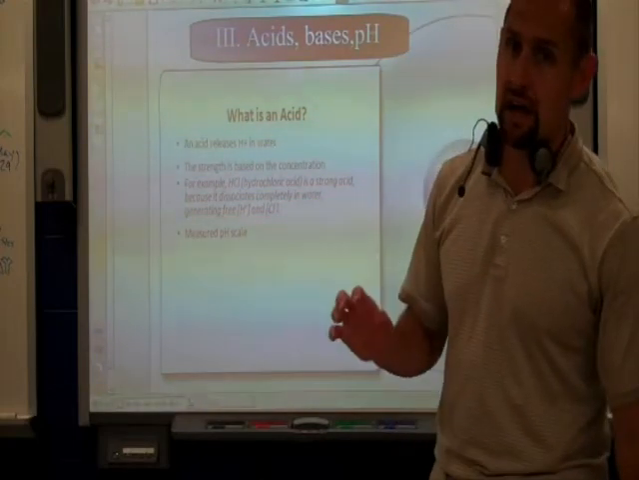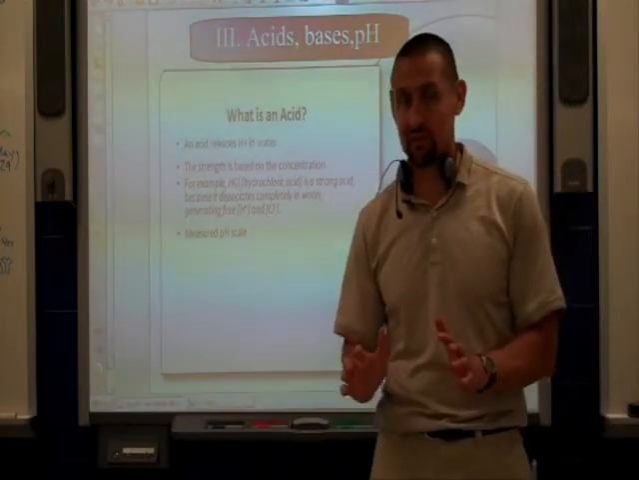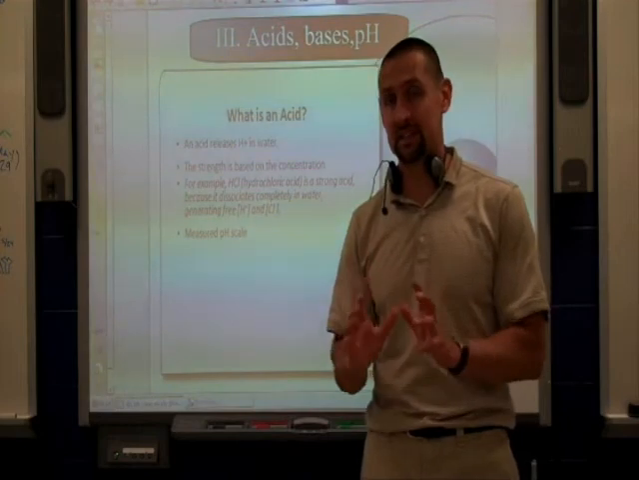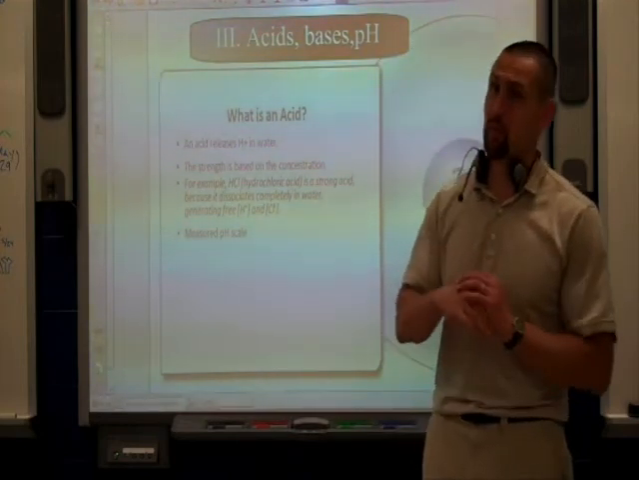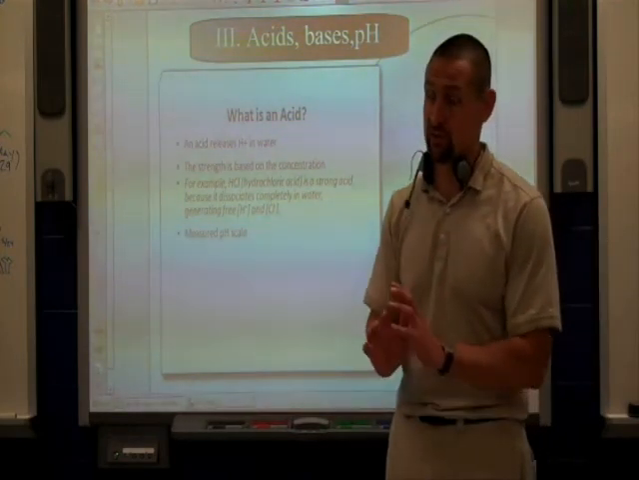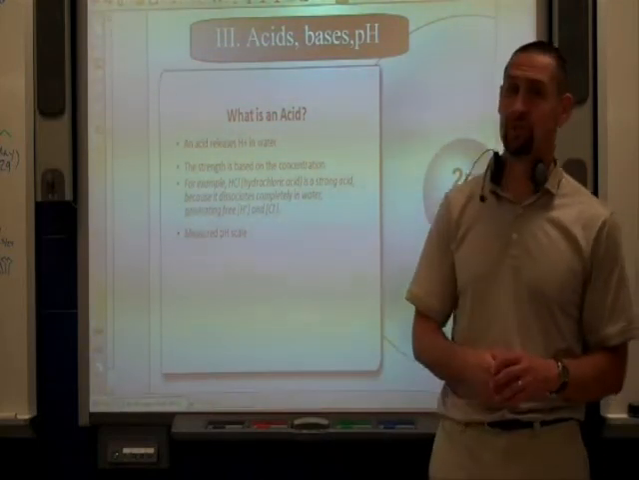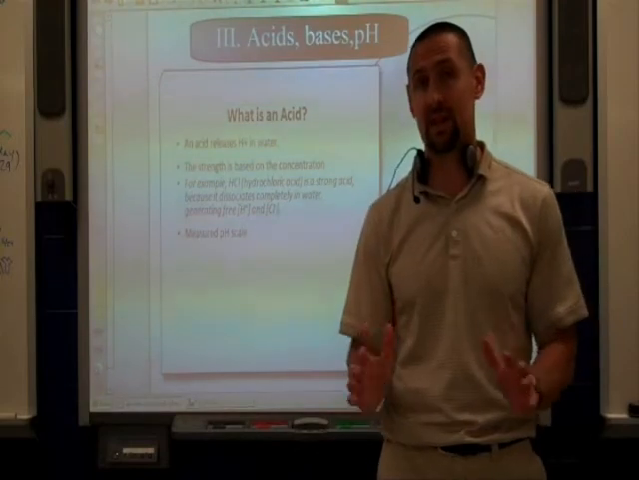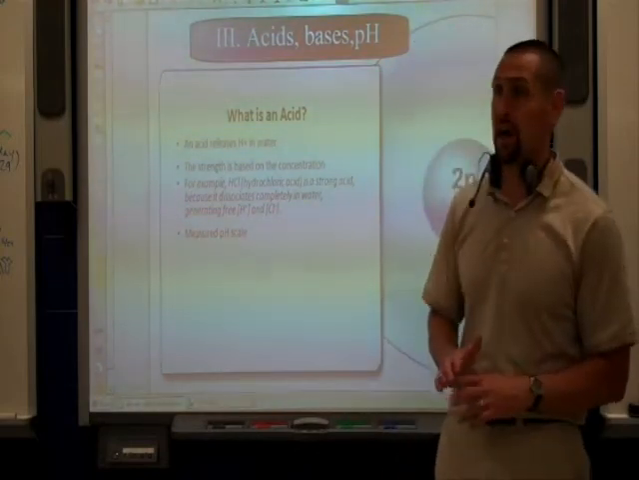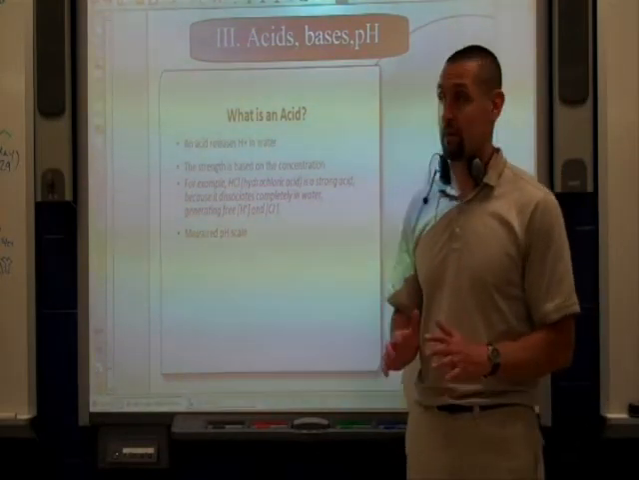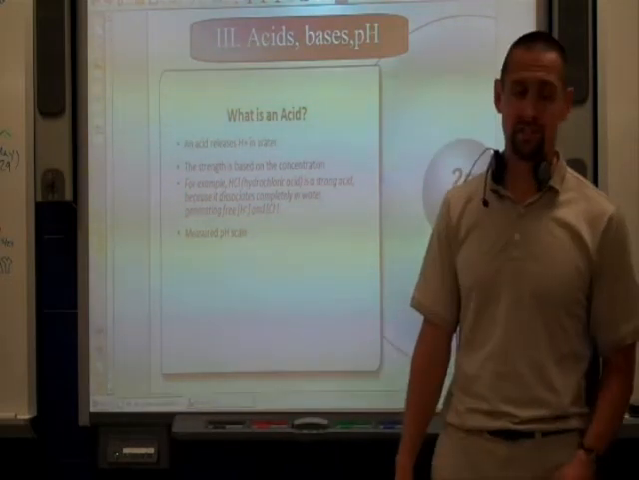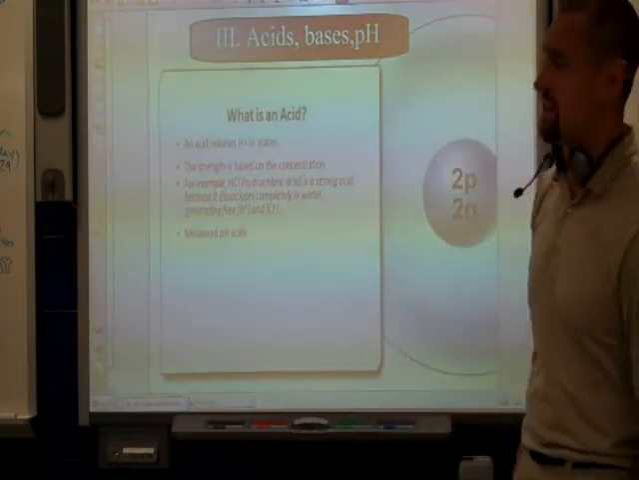So if there's a high concentration, if there are a lot of hydrogen ions in that solution, the pH, we would say, is very low. It's a very strong acid. So for example, hydrochloric acid is a strong acid because there's lots and lots and lots of hydrogen ions available for chemical bonding. We measure this by the pH scale. So let's take a look at that scale.